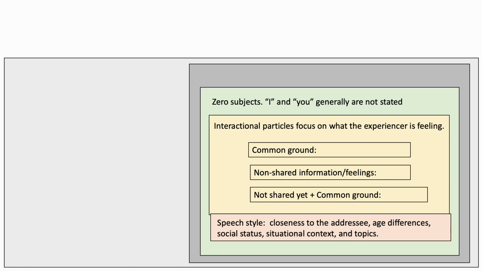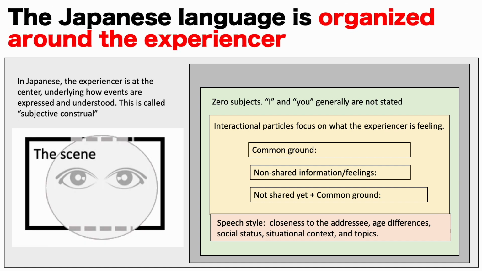In this video, we learned that the Japanese language is organized around the experiencer. That is, in Japanese, the experiencer is at the center, part of the context that doesn't need to be mentioned. We call this subjective construal. This is realized in Japanese in different ways. For example, we see the non-use of I, or zero subject. In Japanese, first-person pronouns like watashi, atashi, boku, and ore are generally not stated in conversation. And there are also impacts on the use of interactional particles and speech styles, but this is for another day.